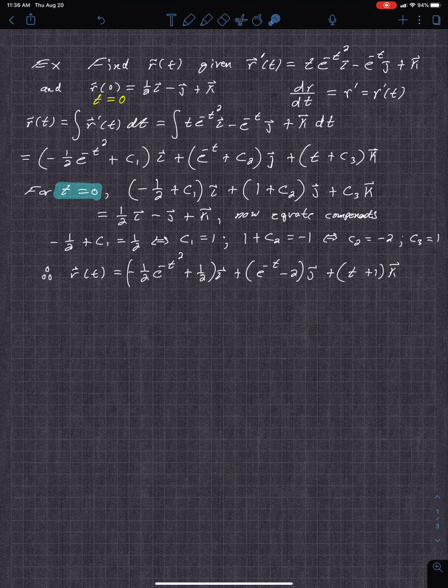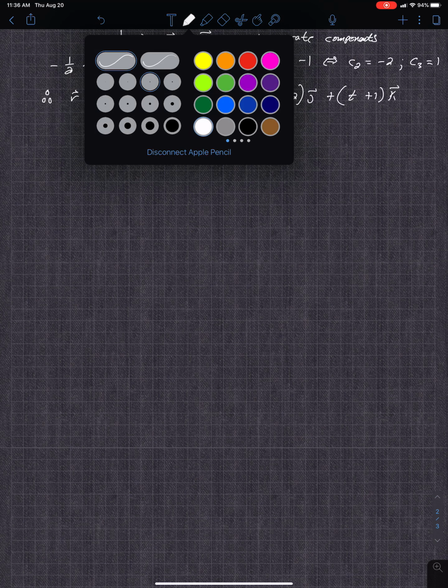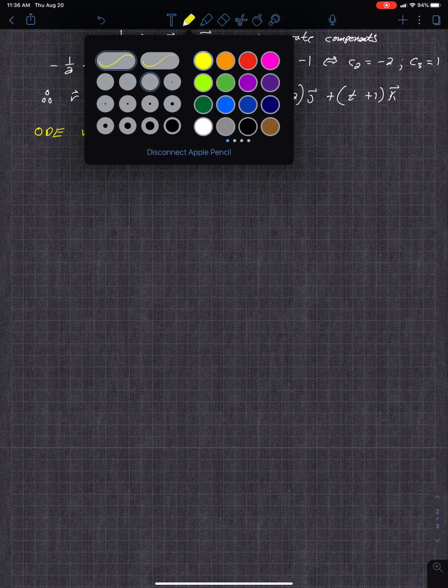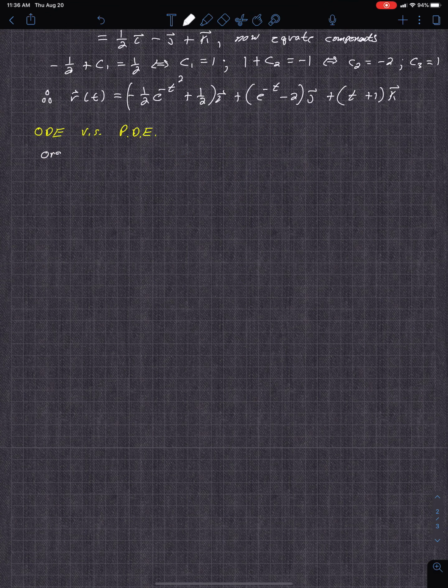So now we want to just look at some differences here. We want to talk about what we call ODE, ordinary differential equations, versus PDE, partial differential equations. Okay, so that's the difference. This is called ordinary. Let's abbreviate it diffy-q, or partial diffy-q.